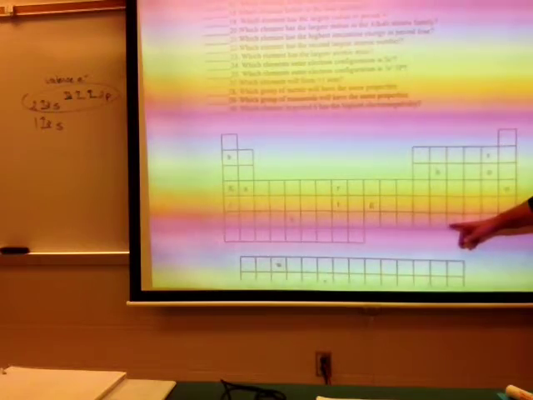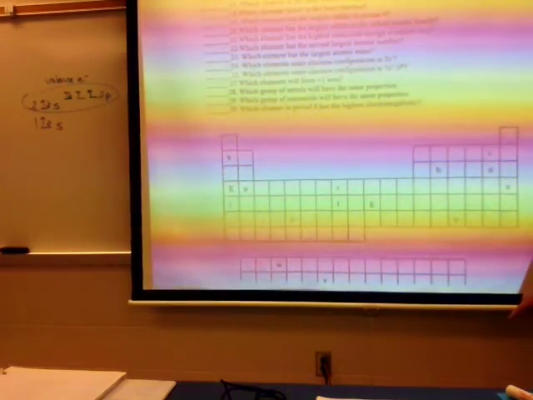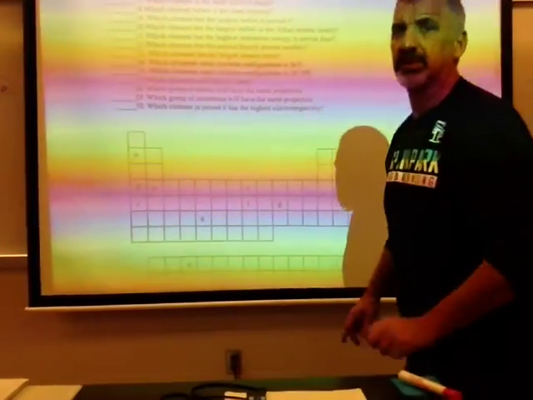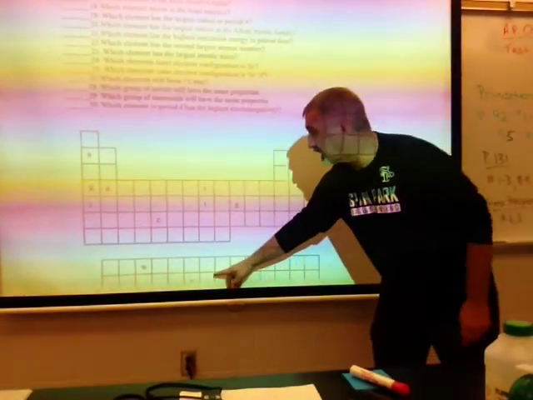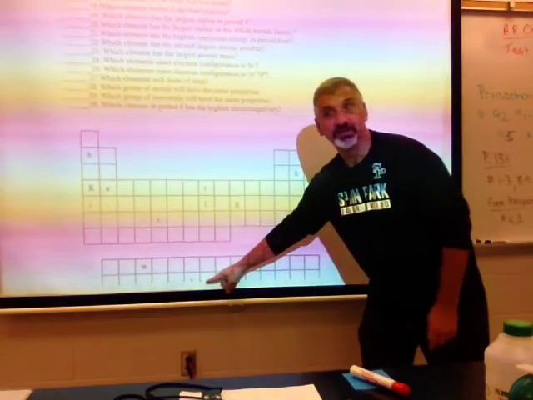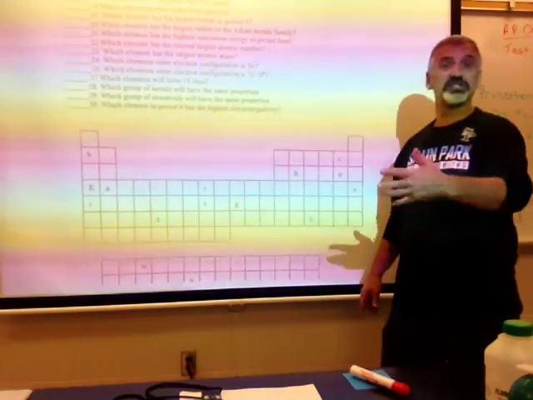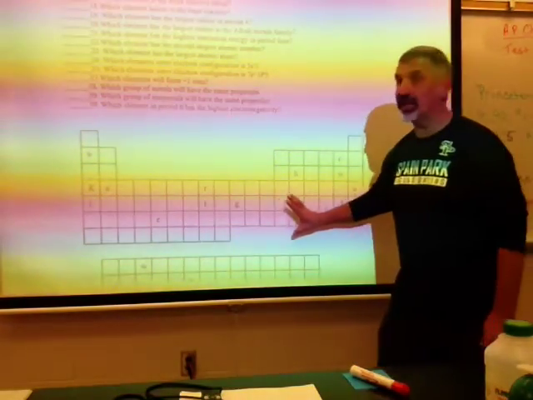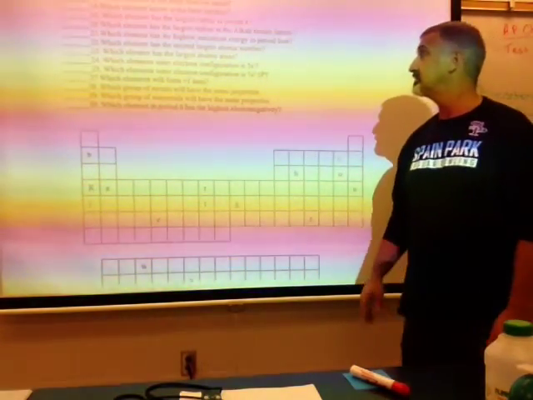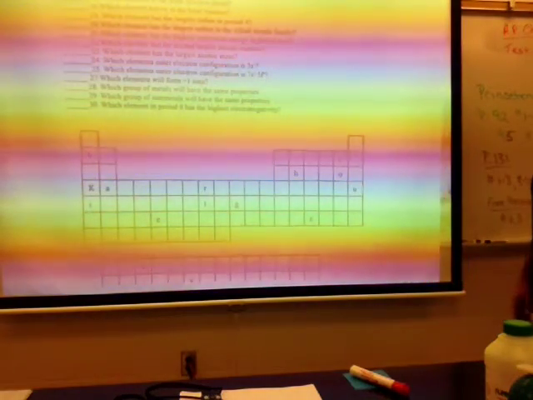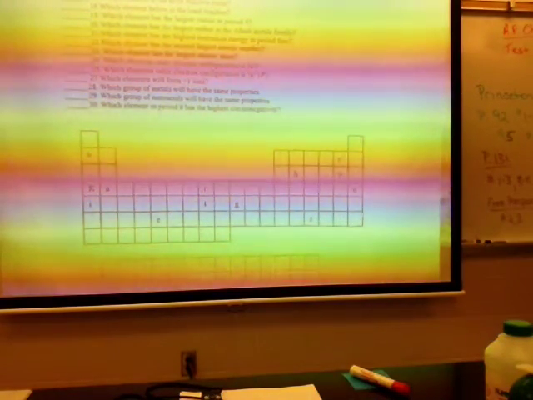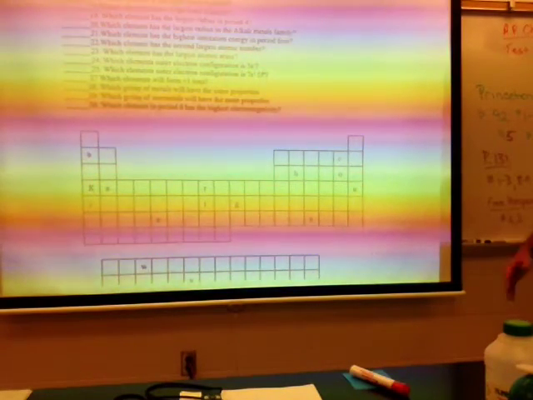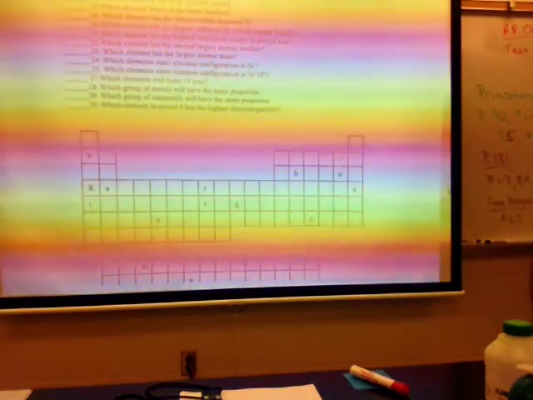So all of these. Now, the thing that I want you to make sure you know on this is that W and V down here, remember they're inner transitions. Those are going to be metals. So everything to the left side of the periodic table are your metals. So what are your only nonmetals? R, O, and U. And so then your metalloid is H.